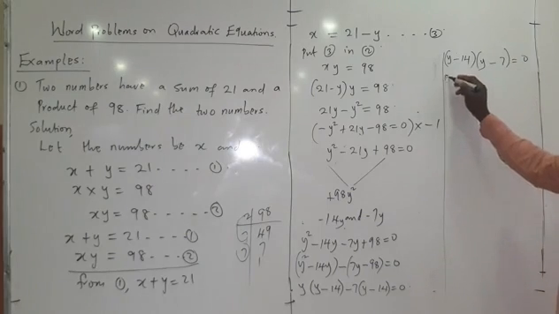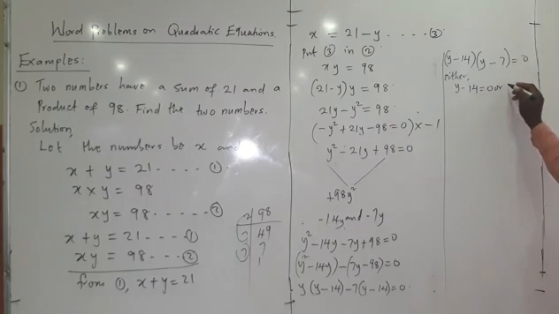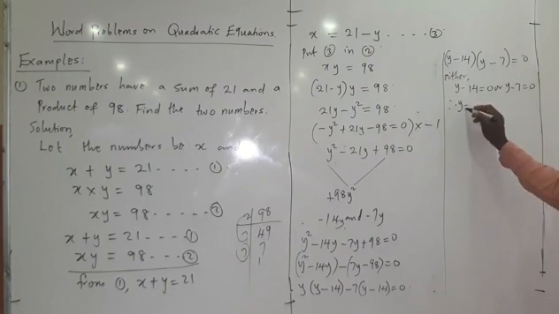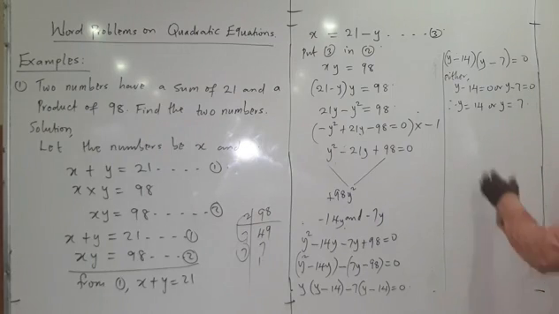So you can now say either y minus 14 equals 0 or y minus 7 equals 0. Therefore, y equals 14 or y equals 7. So these are the two values of y.